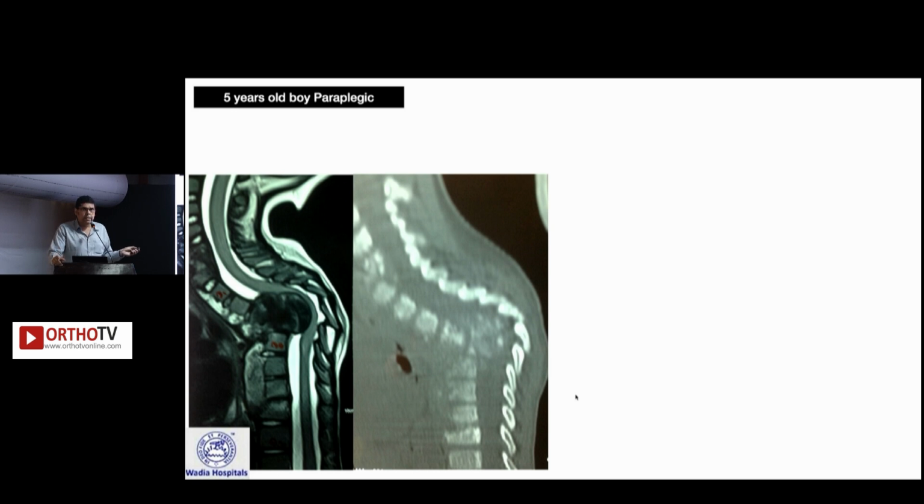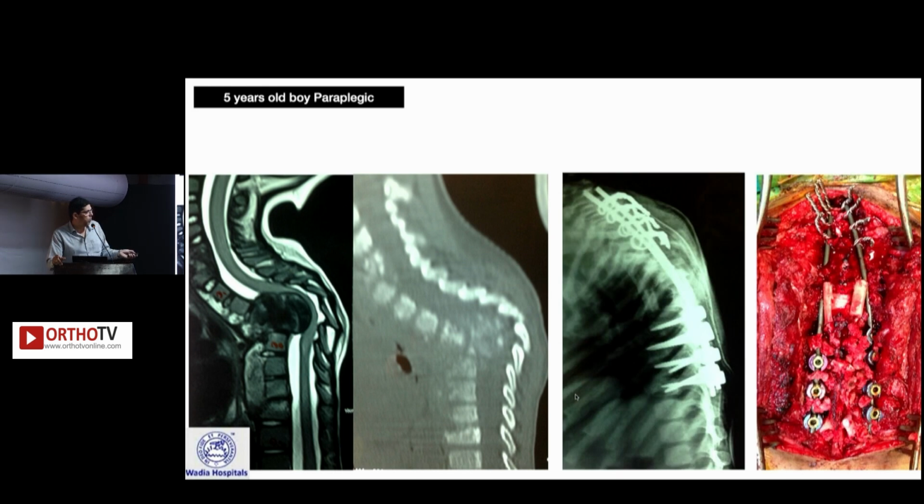This was a 5-year-old patient. He had come all the way from Bihar. Okay, he came from Bihar. He had this very bad, grotesque deformity. And we thought we had done a very good job. We went in and we fixed everything, and we put a fibula.